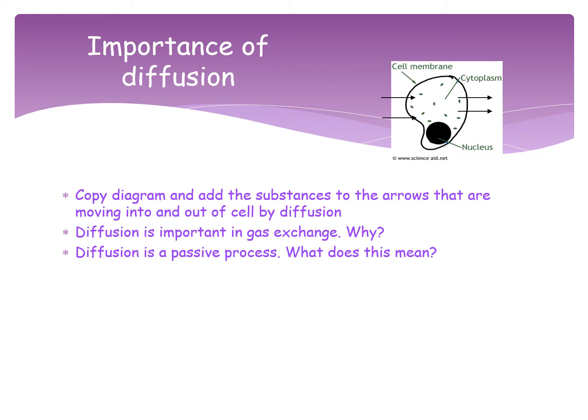So what we would do now is we would put importance of diffusion into our notes and we'd stick in the diagram. And then you would add what substances are going into the cell and what substances are going out of the cell. You're going to write a little sentence about why diffusion is important in gas exchange, and it says diffusion is a passive process. What does this mean? So you might want to do this and make notes by yourself, and then I will reveal the answer to you. So if you want to do that just now, pause the video.